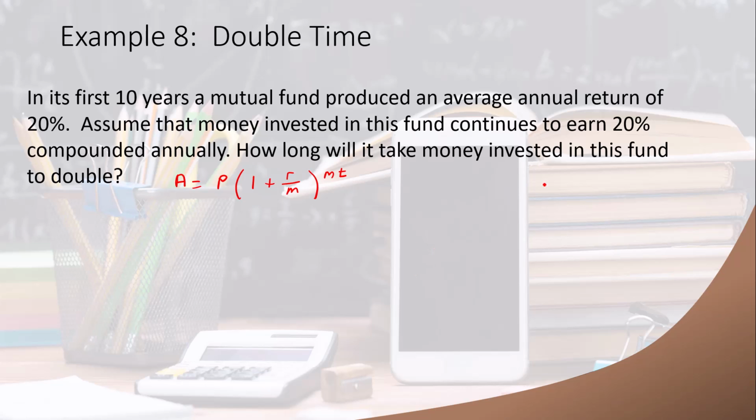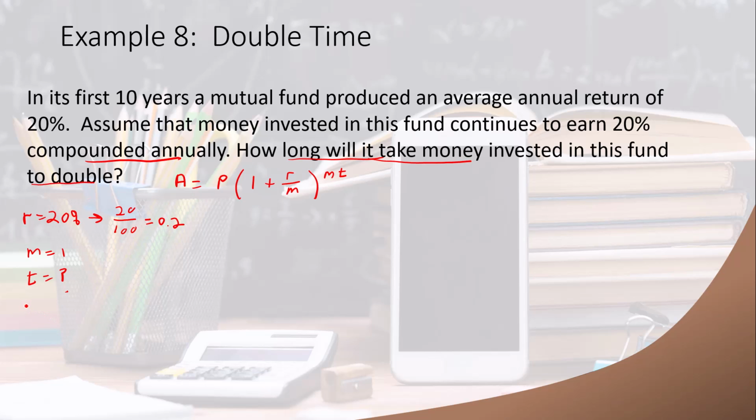Now, what do we have? We know that the fund is going to earn 20%. That is r. That means r is 20%, which as a decimal is 20 divided by 100, or 0.2. We are compounding annually, once per year, and that means that m is equal to 1. Now, here's the part that we need to pay attention to. We want to know how long it's going to take. That means we are looking for t. And we want to know how long it's going to take for the money to double.